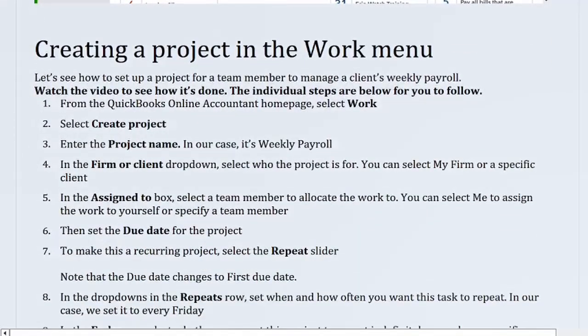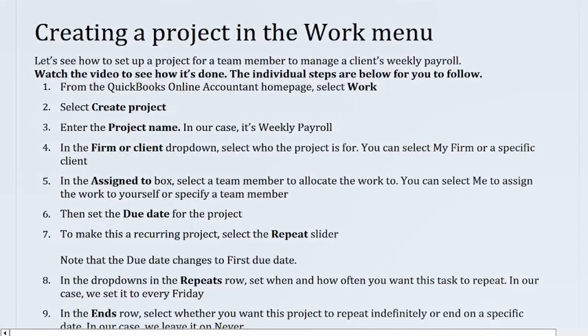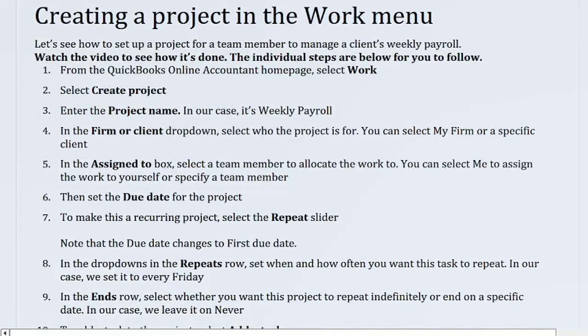Creating a project in the work menu. Let's see how to set up a project for a team member to manage a client's weekly payroll. From the QuickBooks Online Accountant homepage, select Work. Select Create Project. Enter the project name. In our case, it's Weekly Payroll. In the Firm or Client drop-down, select who the project is for. You can select My Firm or a specific client.